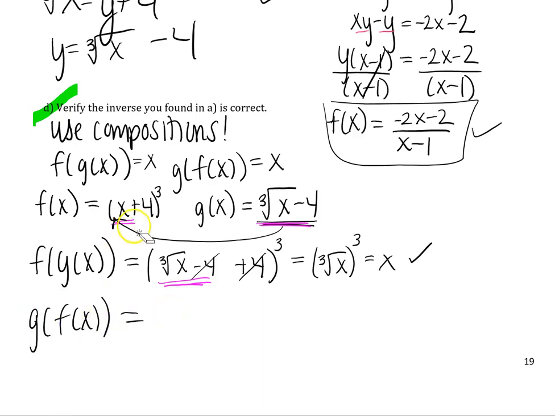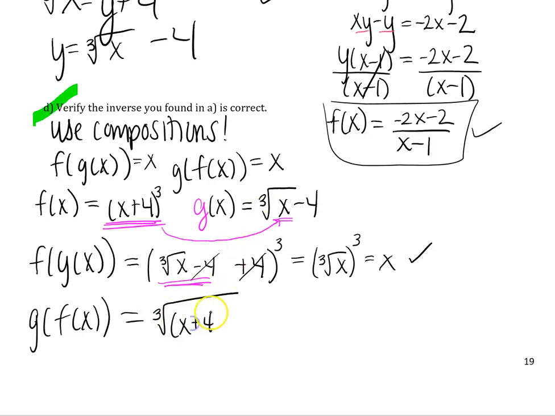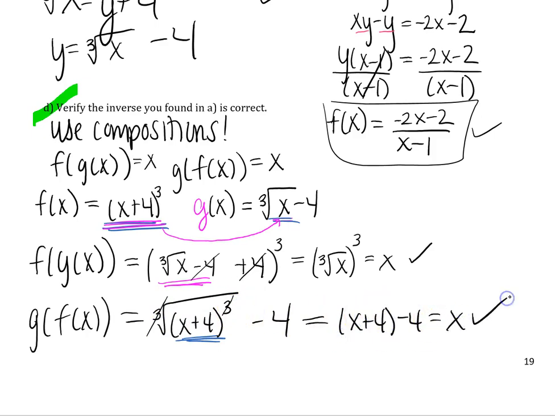So I'm going to take f of x, which is this one, and plug it in for g of x. So this will be the cube root of, now remember this x is now going to be (x plus 4) cubed, minus 4. Again, here's that substitution you're seeing: x plus 4 in for x. There's x plus 4. Clean this up. These will undo each other. And then when I simplify, it goes to x. So therefore, they are inverses.